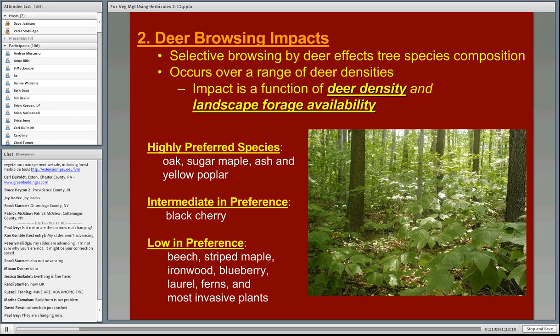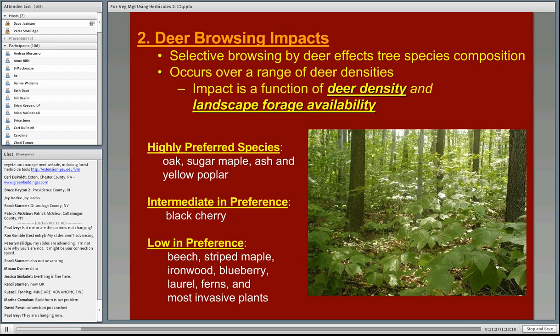And once those are missing, they'll move down that preference scale to ultimately where they're looking at species that are less preferred. Those are the beech, the striped maple, the ironwood, blueberry, laurel, ferns, etc. Basically everything that I showed you that was considered a competing plant.